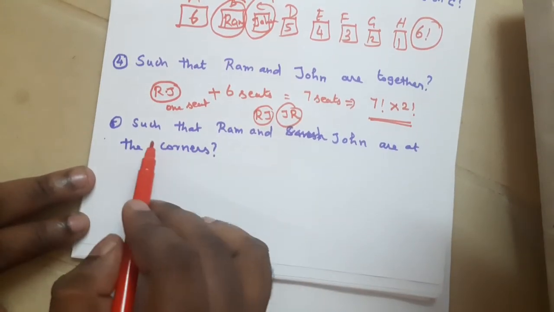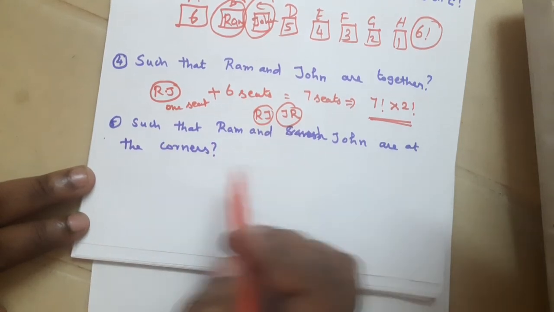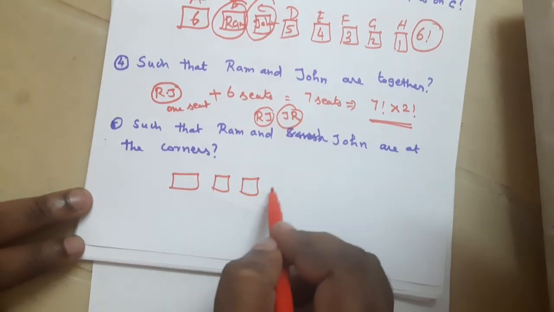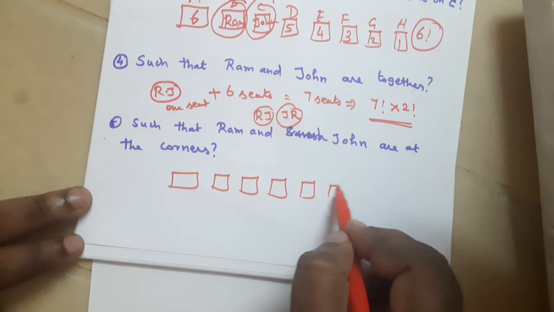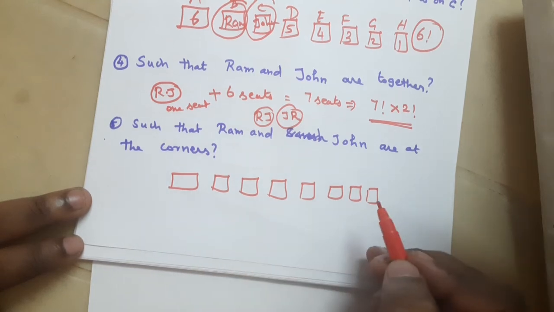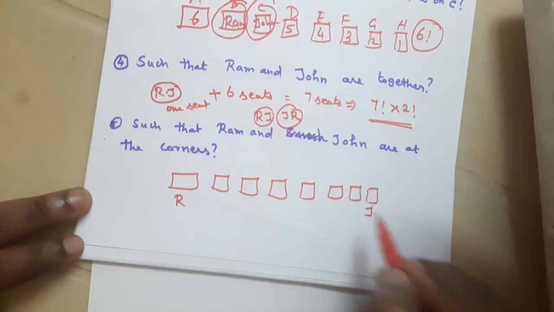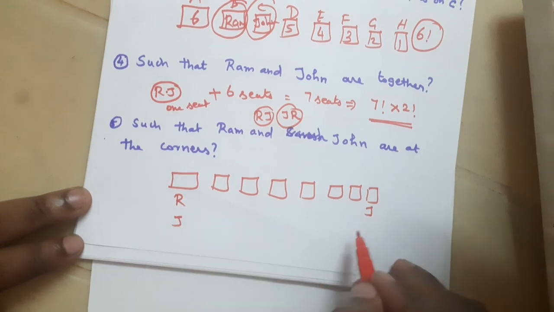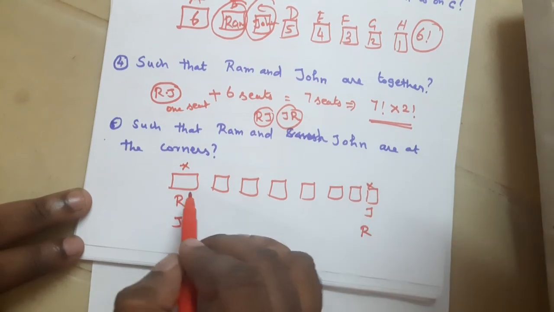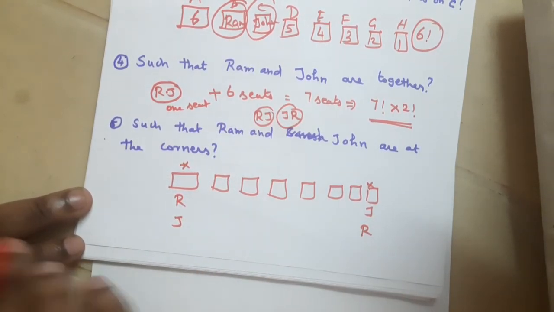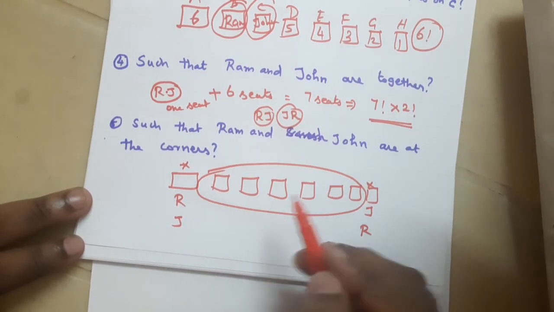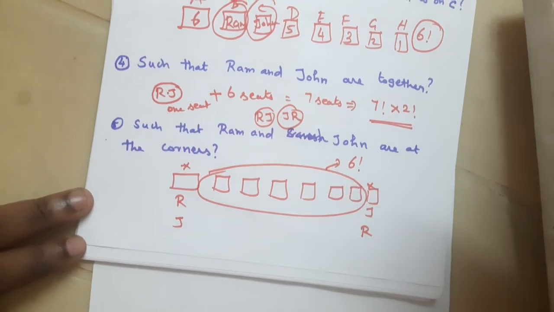Next, such that Ram and John are at corner seats. There are 8 seats. In the first and last positions, here may be Ram, here may be John, or here may be John, here may be Ram. So these positions are fixed. So don't worry about the first and last seats. What about the remaining? There are 6 seats and 6 children. So we have 6 factorial ways.